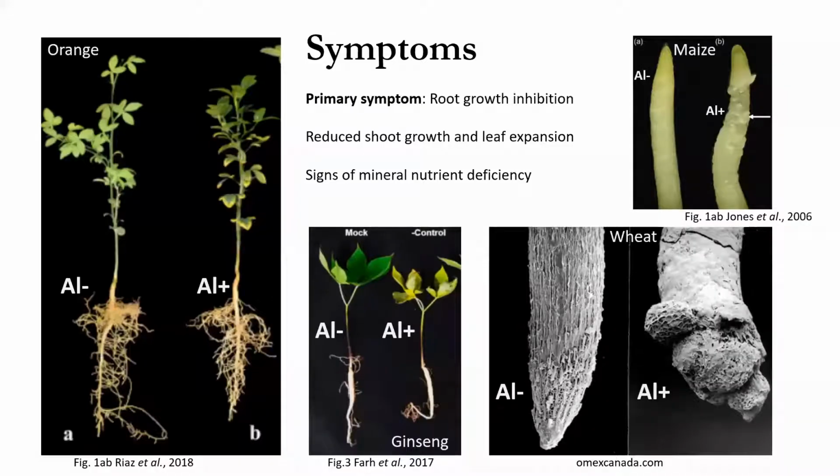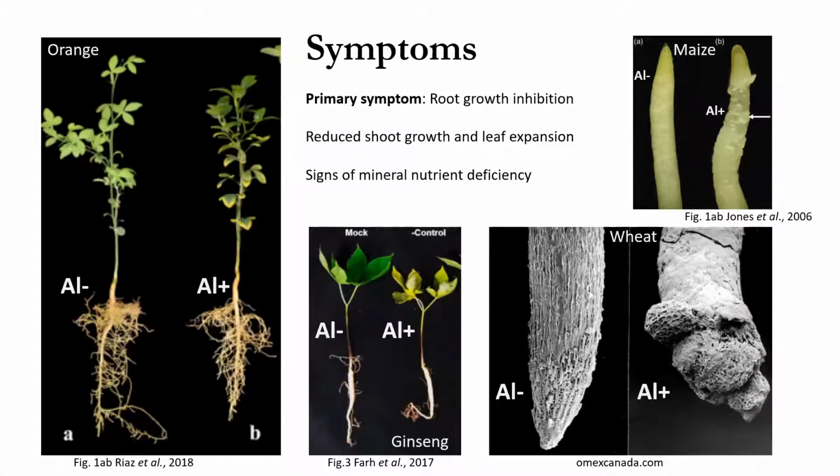The primary symptom of aluminum toxicity is root growth inhibition. This can occur rapidly, within 30 minutes after being in contact with aluminum. Over time, the root would also become stubby and discolored, and extensive damage would occur. As shown here on the right-hand side, the abnormal morphology of the root apex in wheat and maize roots is the result of aluminum-induced damage.